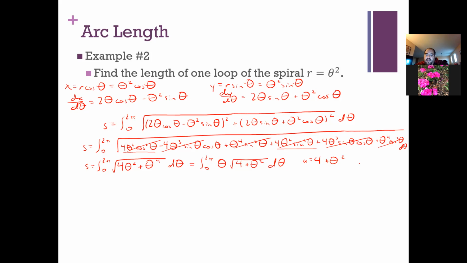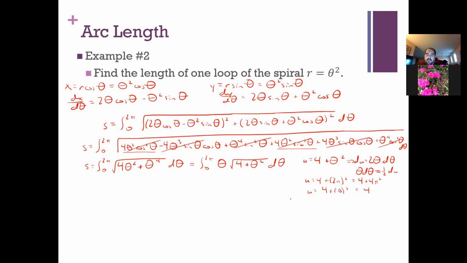So if u is equal to 4 plus theta squared, that means du is equal to 2 theta d theta, which means theta d theta is equal to a half du. So let's also transform the limits. u equals 4 plus 2 pi squared, which equals 4 plus 4 pi squared. And our other limit will be 4 plus 0 squared.